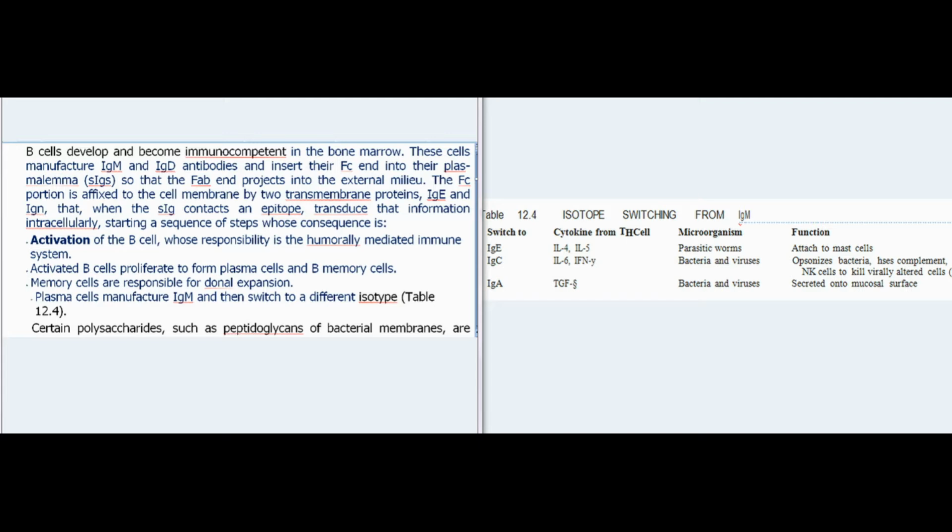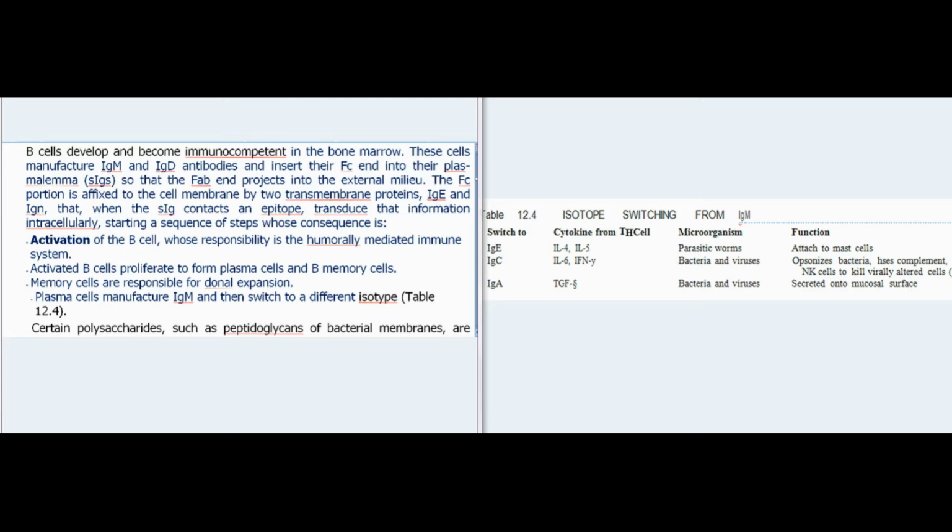These cells manufacture IgM and IgD antibodies and insert their Fc end into their plasmalemma, SIGs, so that the Fab end projects into the external milieu. The Fc portion is affixed to the cell membrane by 2 transmembrane proteins, Ig-alpha and Ig-beta, that, when the SIG contacts an epitope, transduce that information intracellularly, starting a sequence of steps whose consequence is activation of the B cell, whose responsibility is the humoral mediated immune system.